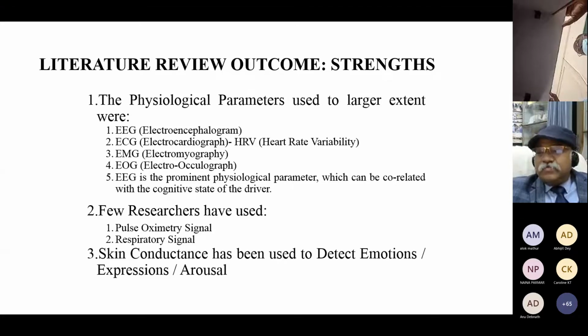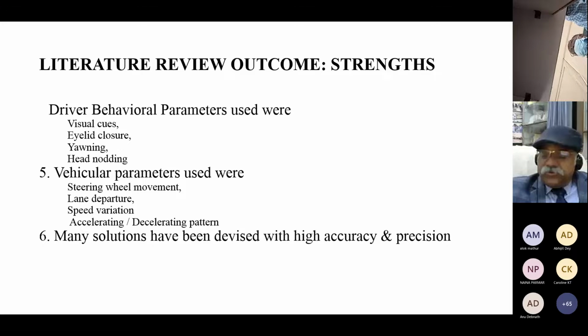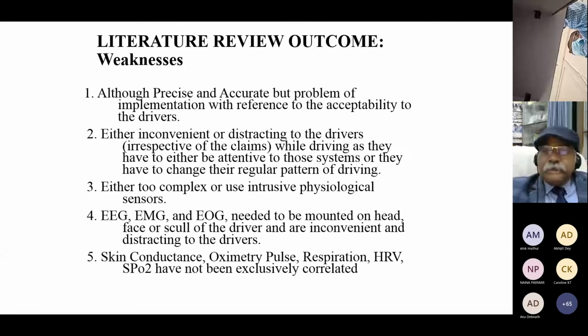The physiological parameters used were EEG, ECG, EMG, EOG, with EEG prominently in the research, and a few researchers used the pulse oximetry signal and respiratory signal. Skin conductance was rarely used, but for other applications like emotions and arousal. The driver behavioral parameters used were visual cues, eyelid closure, yawning, head nodding. Vehicular behavioral parameters were steering wheel movement, lane departure, speed variation, acceleration and deceleration patterns, and many solutions were devised with high accuracy and precision.